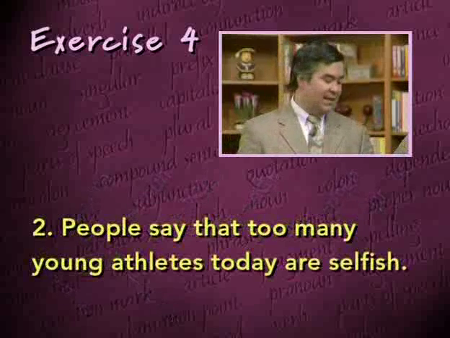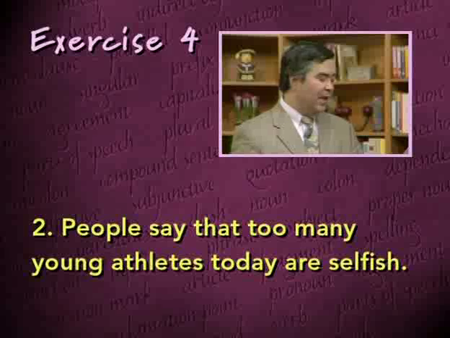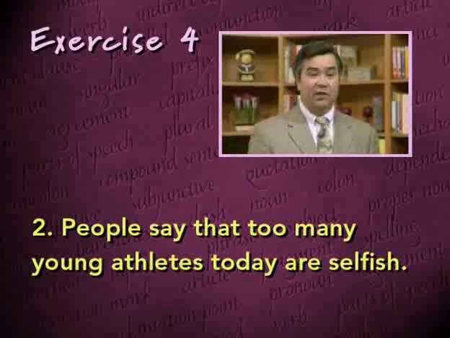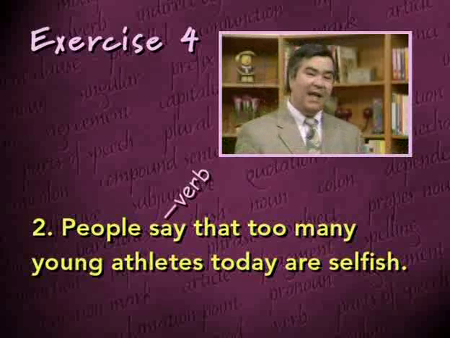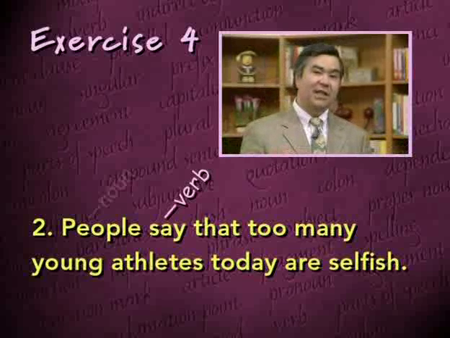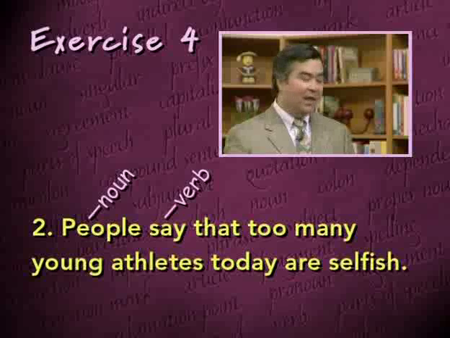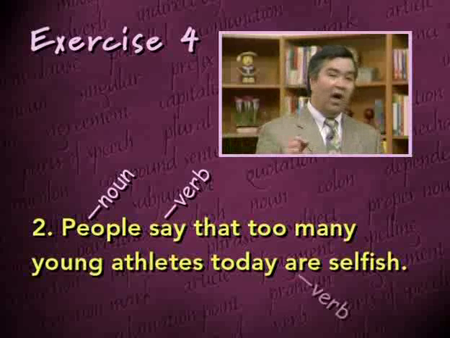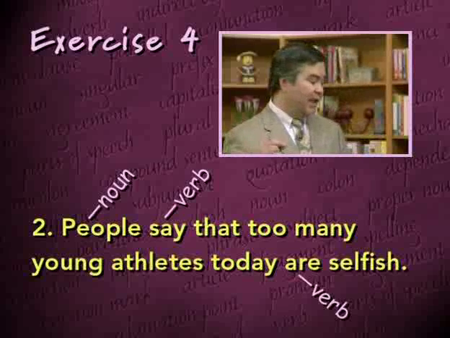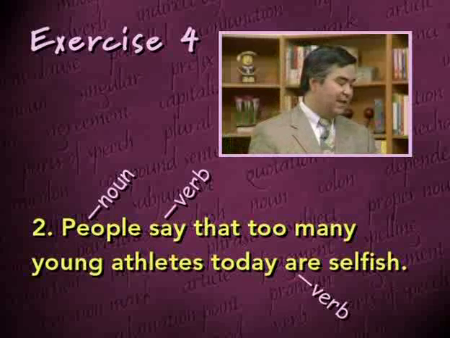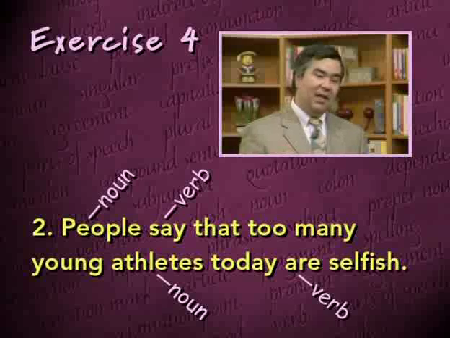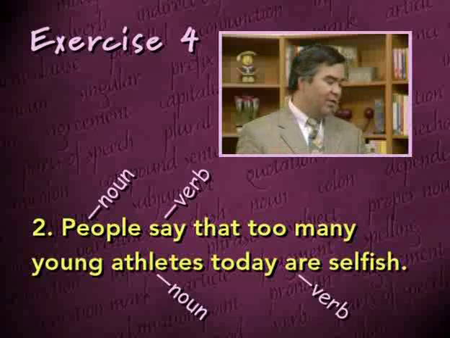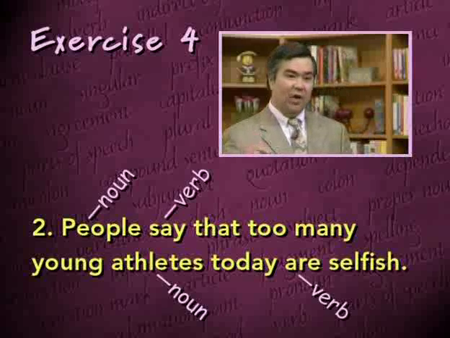Now let's look at the second sentence. "People say that too many young athletes today are selfish." There are two verbs in this sentence. Say is the first verb, and its subject is the noun people. The second verb is are, which is a verb of being near the end of the sentence, and its subject is the noun athletes.